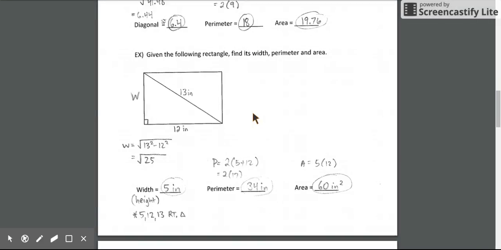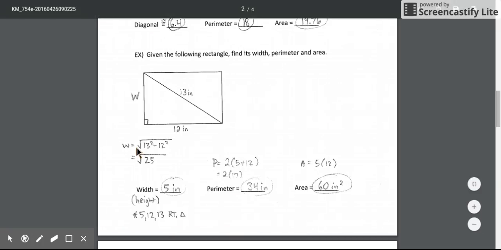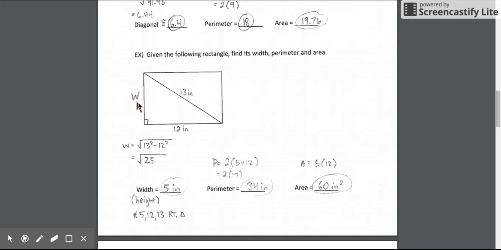In this example, we're given one of the dimensions and the diagonal length, so we need to solve for the other dimension. In order to do that, it's just another version of the Pythagorean theorem. You could call this a or b, it doesn't matter, we're solving for it. So we could set it up to say the square root of c squared minus a or b squared. So the square root of 13 squared minus 12 squared. That would be the square root of 25, which turns into 5.